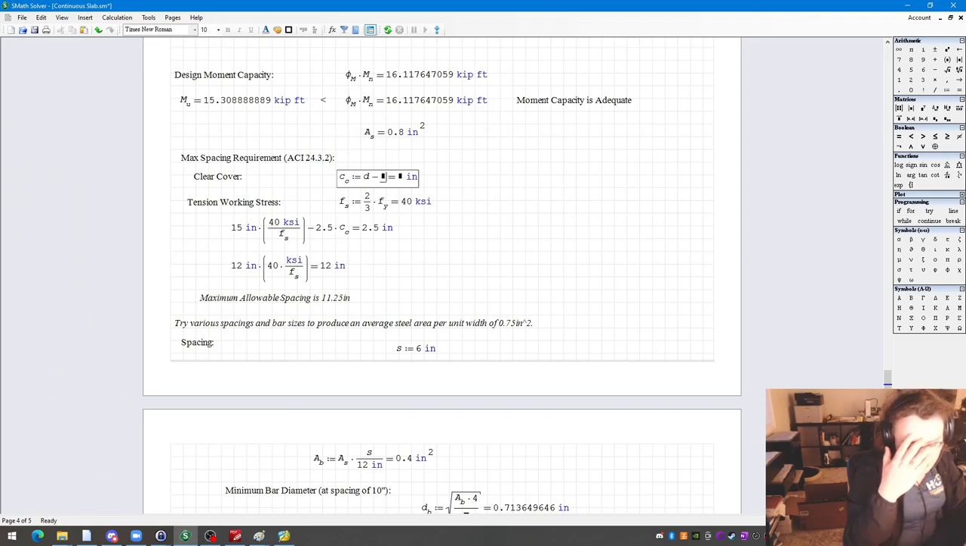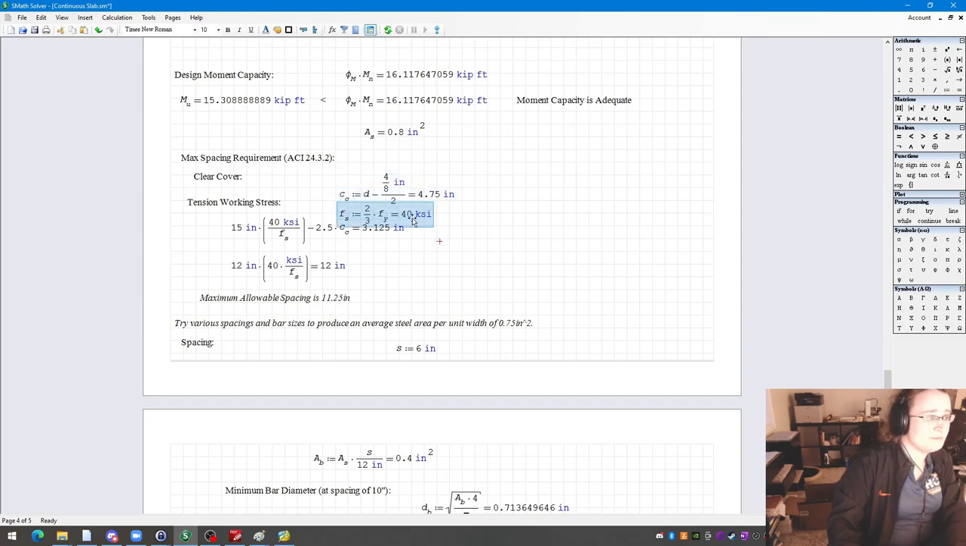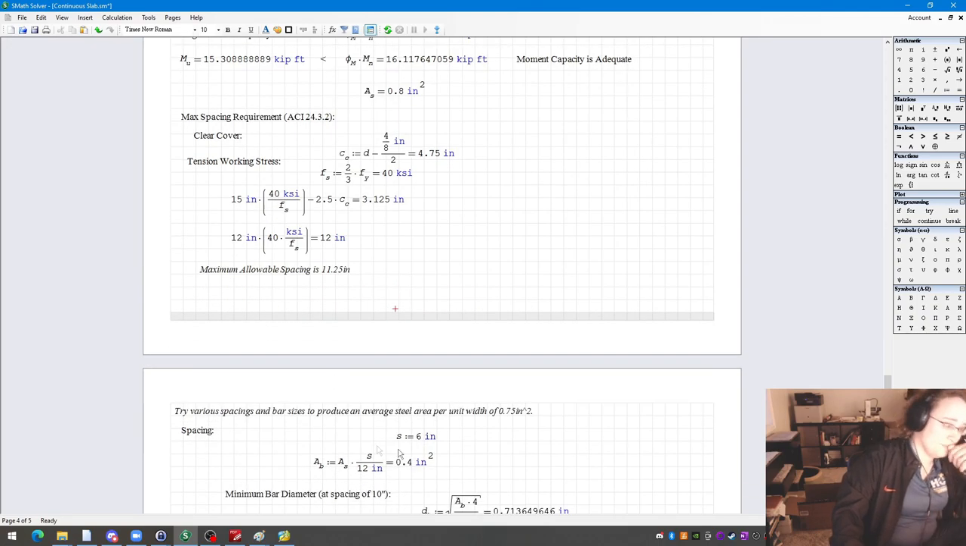If we do a number 4 bar, we'd have to subtract out half the bar diameter, so that would be like 4/8 of an inch divided by 2, but still it isn't going to help us that much, although that would increase the maximum spacing to 3.125 inches, which would allow us to use a spacing of 3 inches. So I think we should maybe go ahead and do that. And let's try a bar spacing of 3 inches.